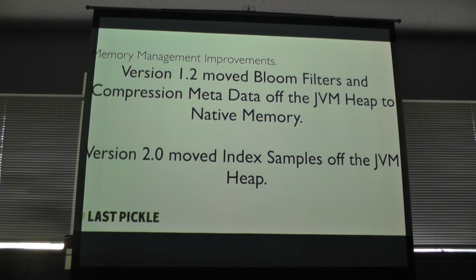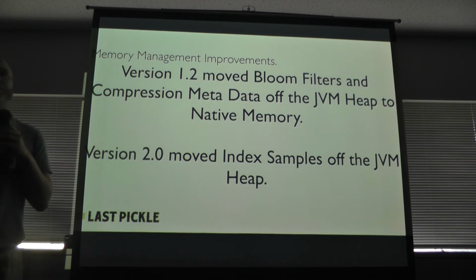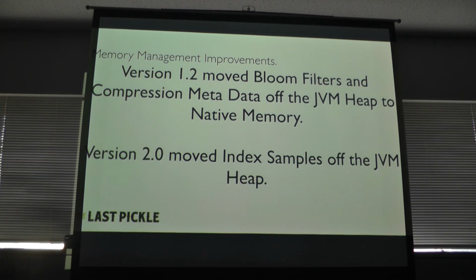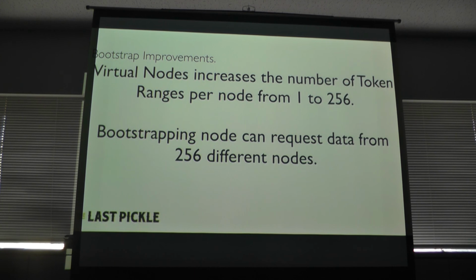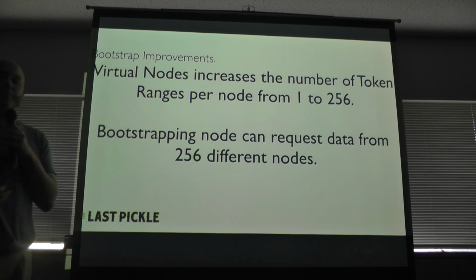Now they still take up memory on your machine, but they're no longer the concern of the JVM garbage collector, which is good because the JVM garbage collector will stop your Cassandra server running while it does some garbage collection. And we want to minimize that time. So because it's still taking up memory, all those tricks we saw about how to reduce the size of the bloom filter, the index samples, and the compression metadata still apply.